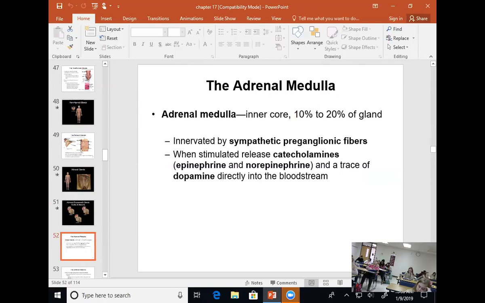We live in dangerous ecosystems, and we need to be able to respond to threats. So we have this fight or flight mechanism that will get us through stressful times, right? These are the hormones that do this. So what happens to vital signs when these get released from the adrenal medulla into the bloodstream?